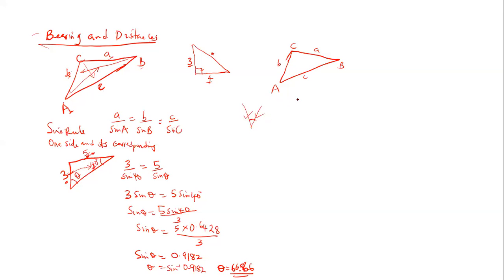For example, what was the statement of cosine rule? Cosine rule states that a squared equals b squared plus c squared minus 2bc cos A. So how do we now apply it? I've told you, you must be given two sides and the angle between the two sides.